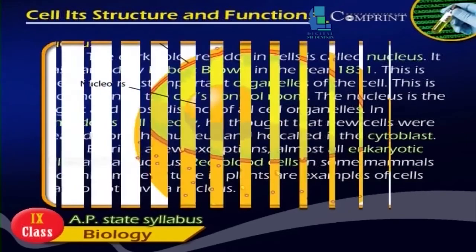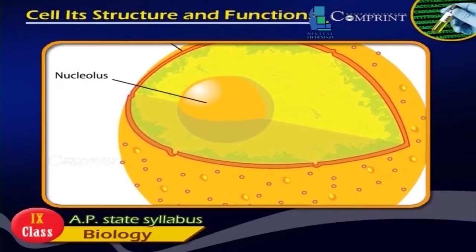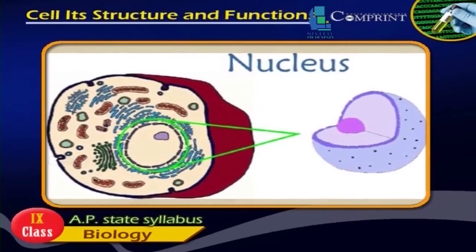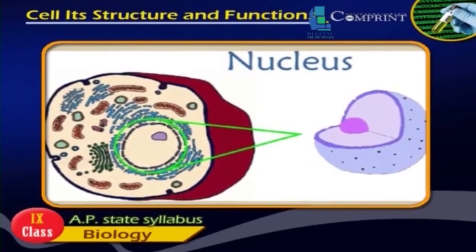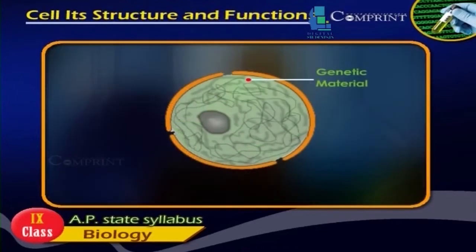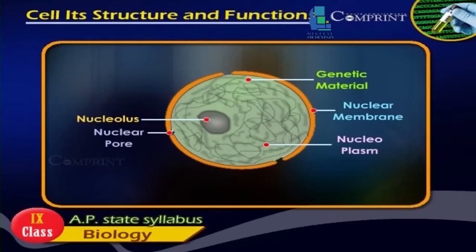Nucleus. The dark colored dot in cells is called the nucleus. It was named by Robert Brown in the year 1831. This is one of the most important organelles of the cell. This is also known as the cell's control room. The nucleus is the largest and most distinct of all cell organelles. In Schleiden's cell theory, he thought that new cells were created from the nucleus and he called it the cytoblast.